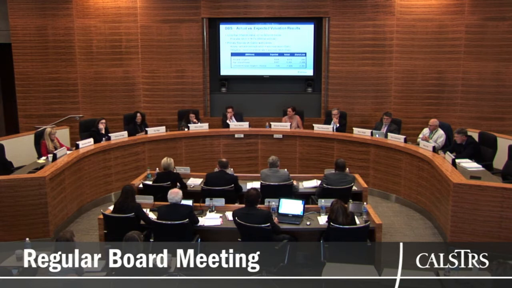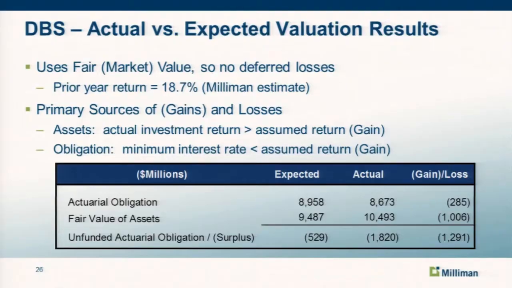So just looking a little more closely at the results of the DBS valuation, actual versus expected valuation results. As we mentioned, we use the fair market value, so we don't have any deferred gains or losses at this point. And the prior year return was 18.7%. So we got a big gain on the asset side. But then, as we mentioned, and as there was just some discussion about, on the obligation side, we also got a gain. That is because we assume that on a long-term basis, we're going to be crediting at the level of the investment return assumption. Long-term, we are going to be sharing out excess gains, but the minimum interest rate is lower than that, so we get a gain on that as well. So we've got gains on the asset side, gains on the obligation side, and our total unfunded actuarial surplus in this case is about $1.8 billion.